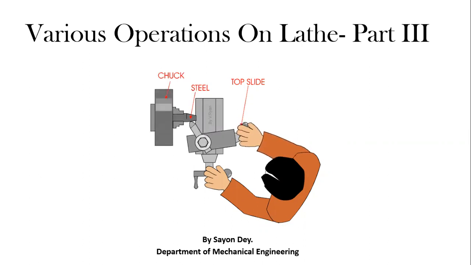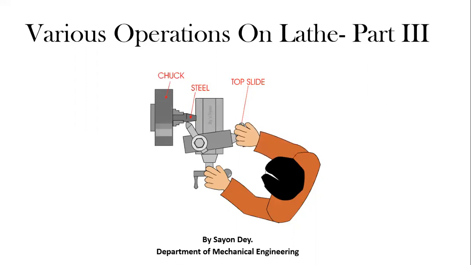In lathe operations, we can perform a number of operations like turning, facing, taper turning, grooving, and chamfering. That is why it is not called a machine, it is called a machine tool. In straight turning, we can reduce the diameter of the job, and in facing, we can reduce the length of our job. But in taper turning, what can we do? This is our point of discussion.